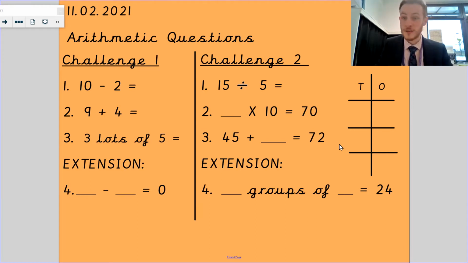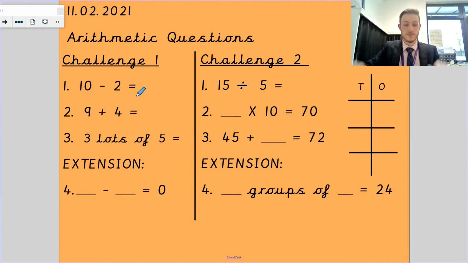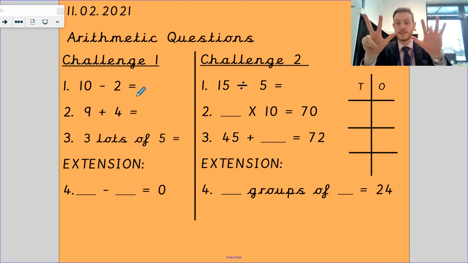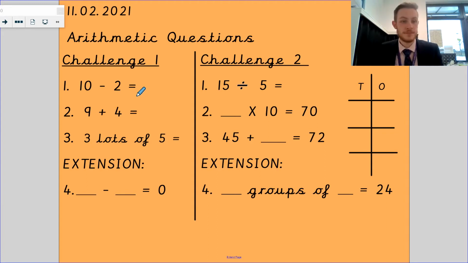Right, starting off, pause the video, complete your challenge one, complete your challenge two, and then let's go into the questions. So challenge one, 10 takeaway 2. Got 10 fingers, put two down. 1, 2. My answer, 8.